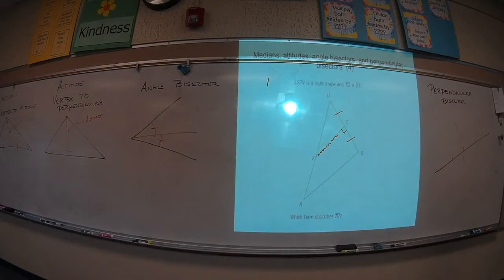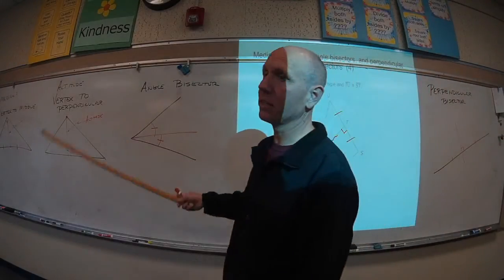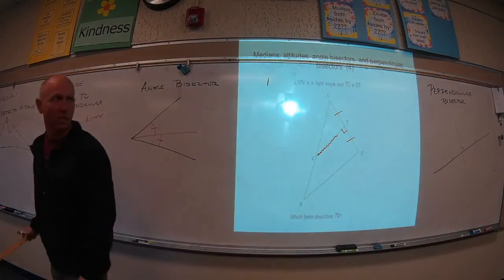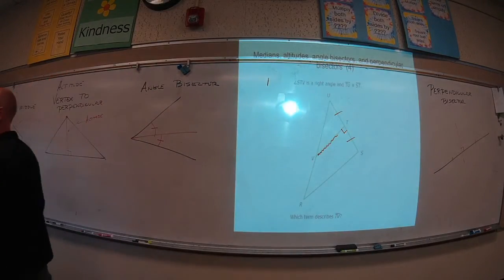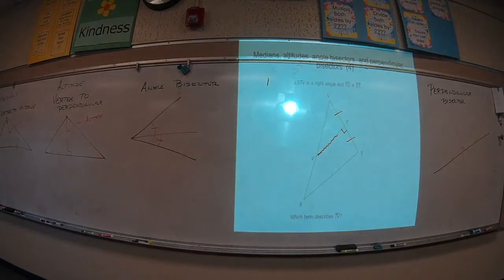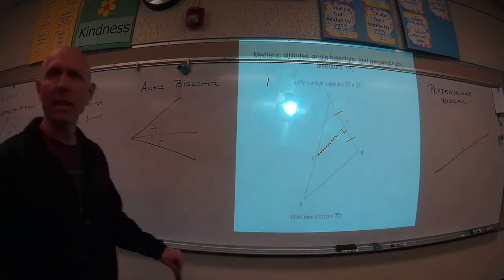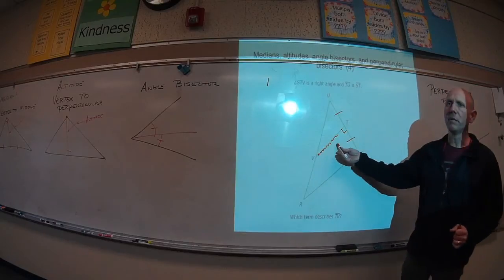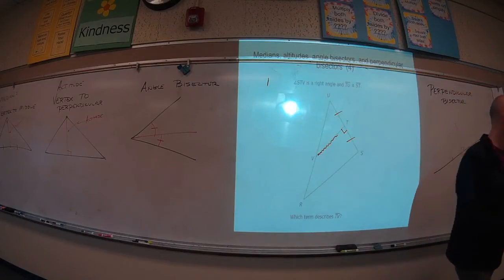It's not an altitude. Altitudes come down from a vertex. Medians also come down from a vertex. Is that coming down from a vertex? That is correct, so not a median. I agree. It's perpendicular and it's cutting something in half. It's perpendicular and it's bisecting something. It is a perpendicular bisector. Notice it's coming down, it's perpendicular, and it's bisecting.